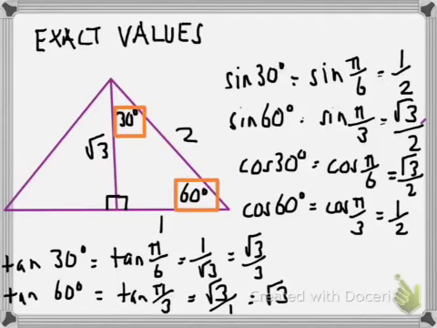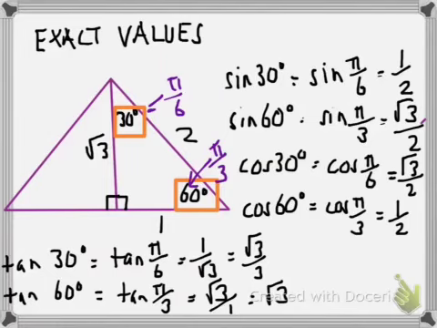Now we also know that 30 is pi on 6, 30 degrees, pi on 6. And we know that 60 degrees there, that's the same as pi on 3. And we've got some lengths here. We've got 1 to the centre of that triangle, and we've also got root 3 as the height of that triangle and 2 as the hypotenuse.